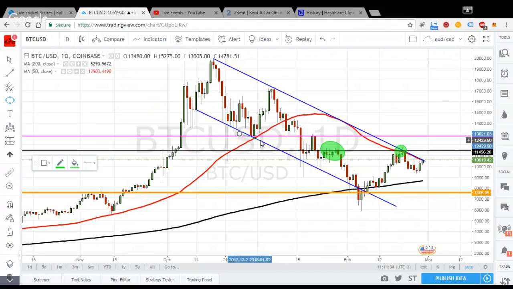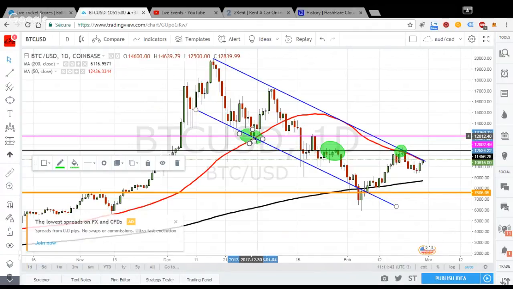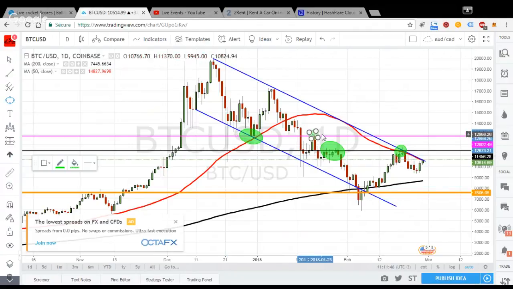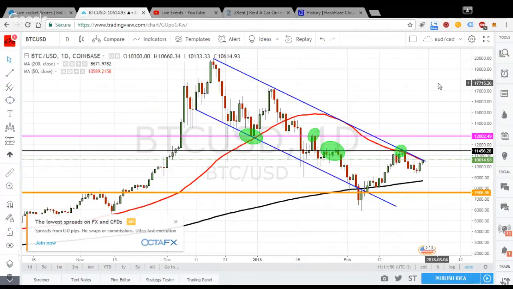That's because we actually did test that level. It acted as support previously over there. That was around 30th of December, and then it did act again as resistance over there. So the first resistance level is going to be 11,400. The next resistance level is going to be 12,800.